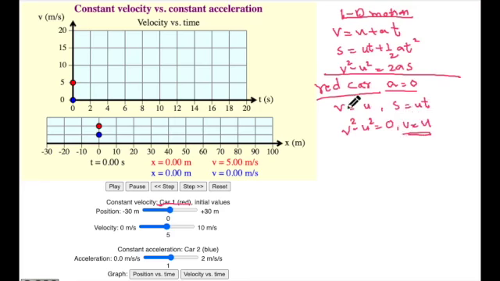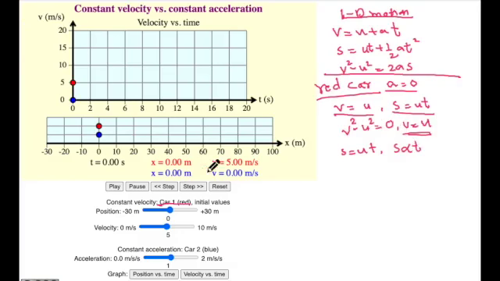From all these relations we can conclude that the final velocity is equal to the initial velocity, which means the velocity remains constant for any time, and the displacement s is equal to u into t. So s is directly proportional to t, which means as the time increases, the displacement increases.